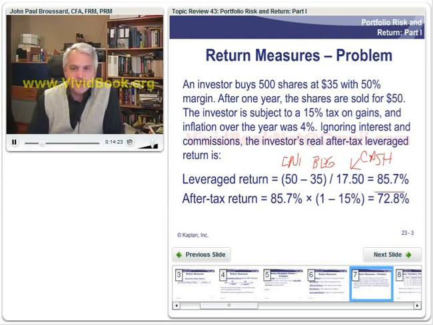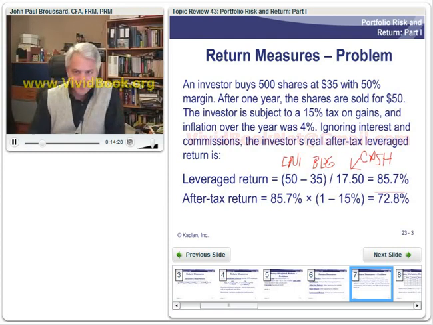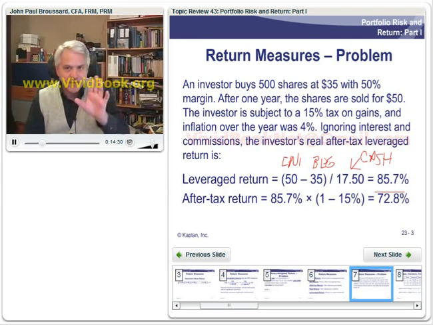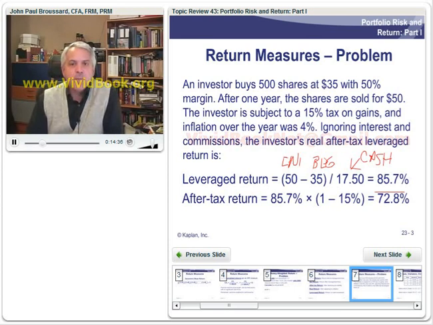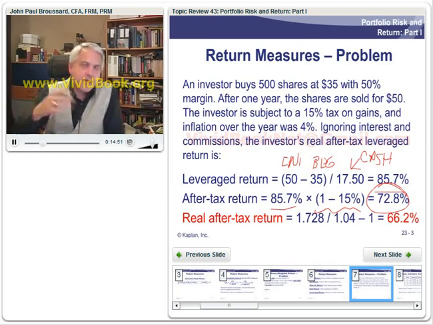Well, let's just assume we had $1, right? So we can't keep everything in the numerator, so we can just use the percentages that we get. So this is the before tax number, and we subtract out the 15% tax rate, which gives us a 72.8% after-tax return.